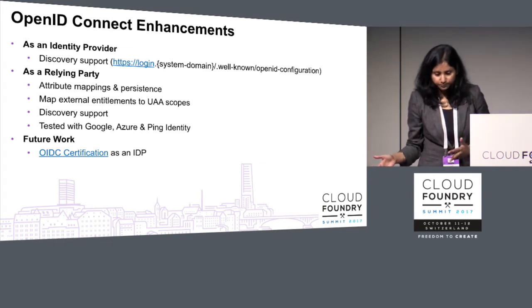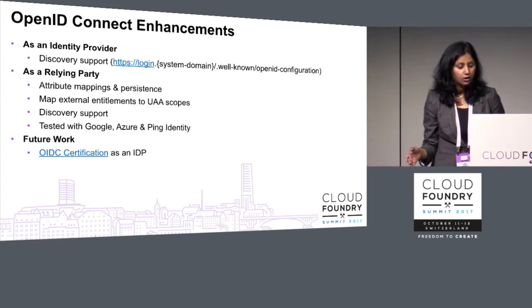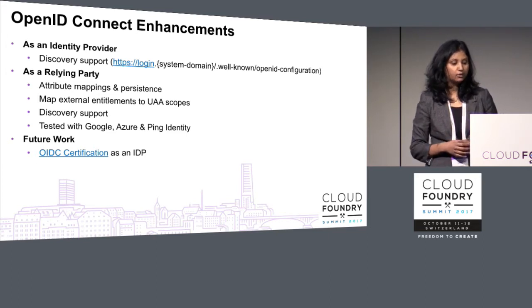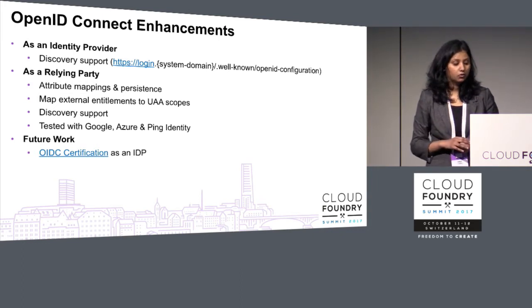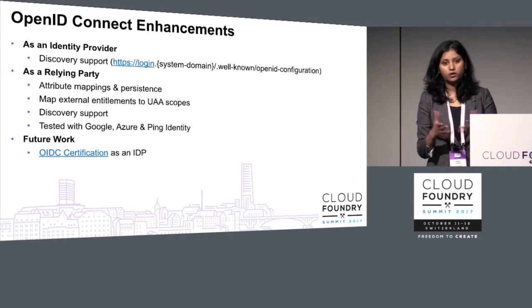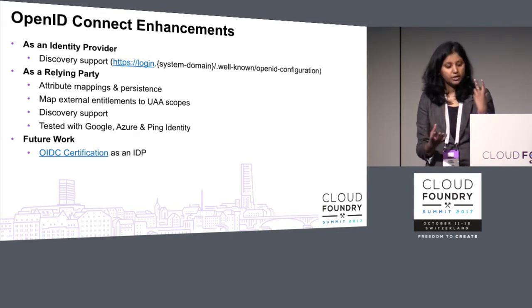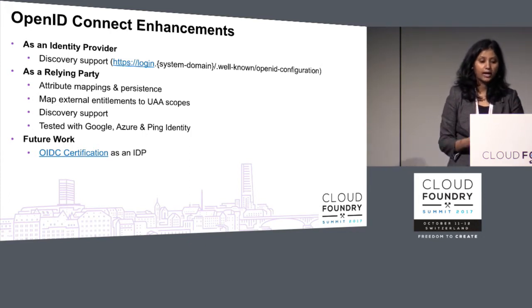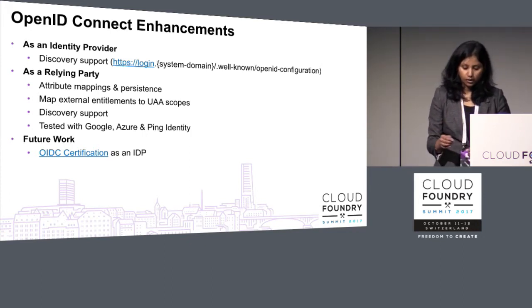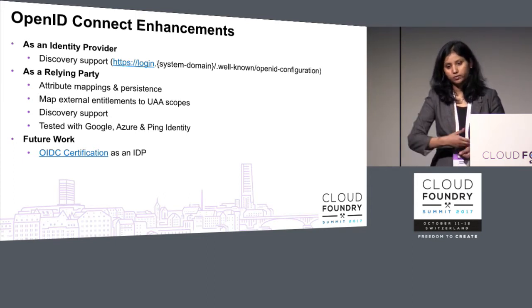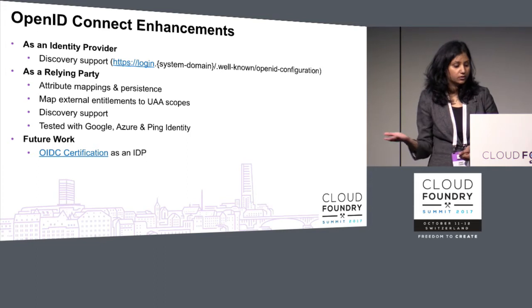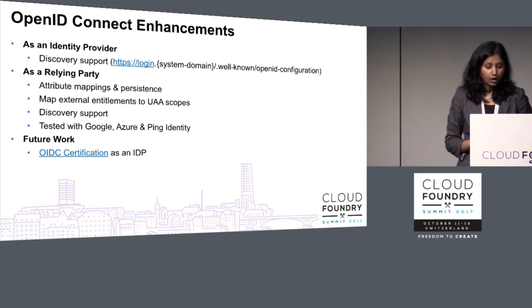Anytime we are connecting to an external provider, we have to map attributes, like how we will read information from that provider. We do this in a standards-based manner. We've done this with LDAP and for SAML. You specify attribute mappings in order to read information from the external IDP. And we also support mapping external groups to UAA scopes. This is a pattern that we've supported for all kinds of providers, and we support this with OpenID Connect too.